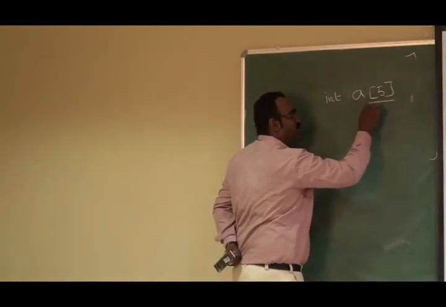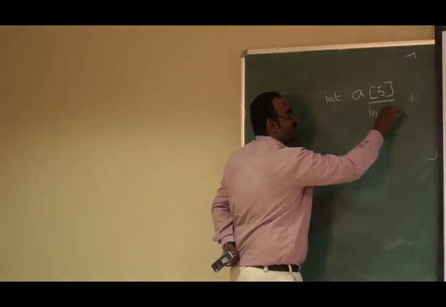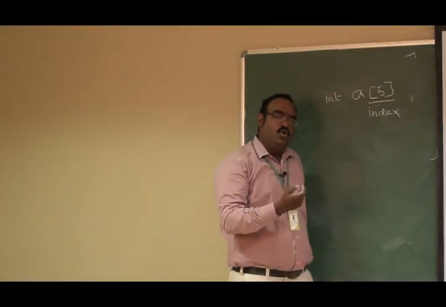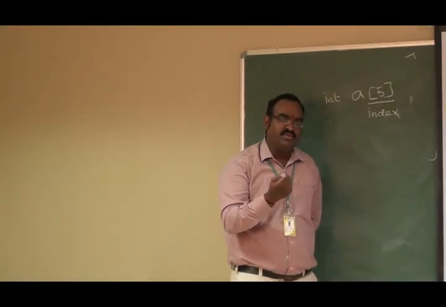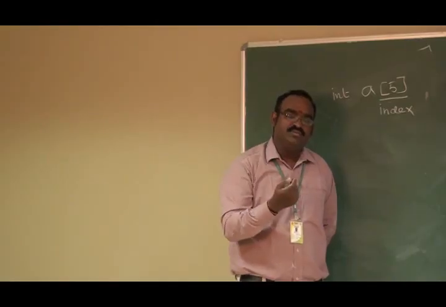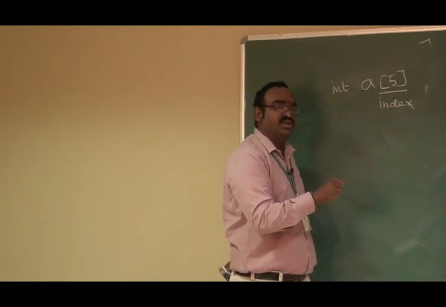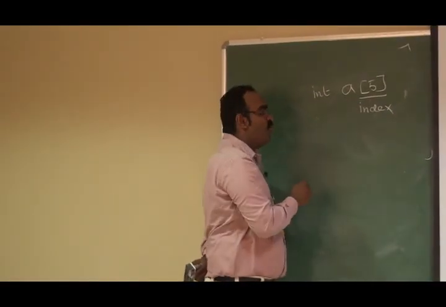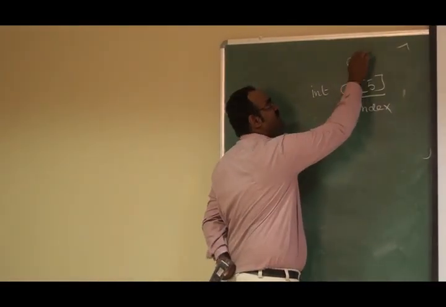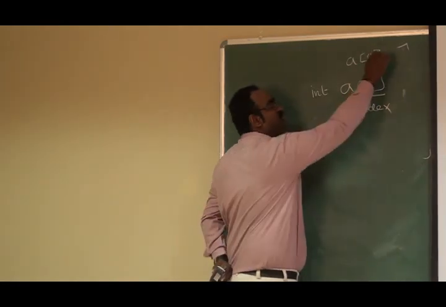I already told you this is indexing. What is an index? When you search for something in a textbook, you view the index to find which topic is in which place. That is indexing. In C, the lower bound starts with A of 0. So A of 0 is the first position.